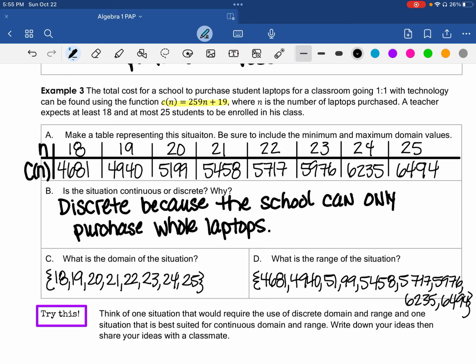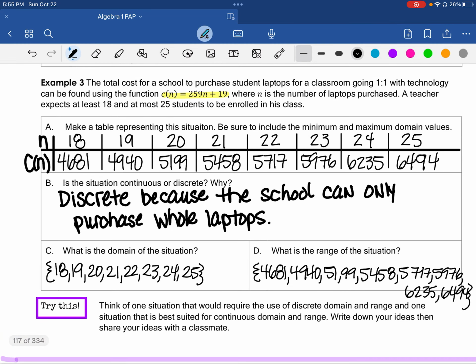All right. If you'd like, go ahead and think about a situation in the try this. We did do this in class and we talked about it with our groups. So hope you understand more about domain and range.